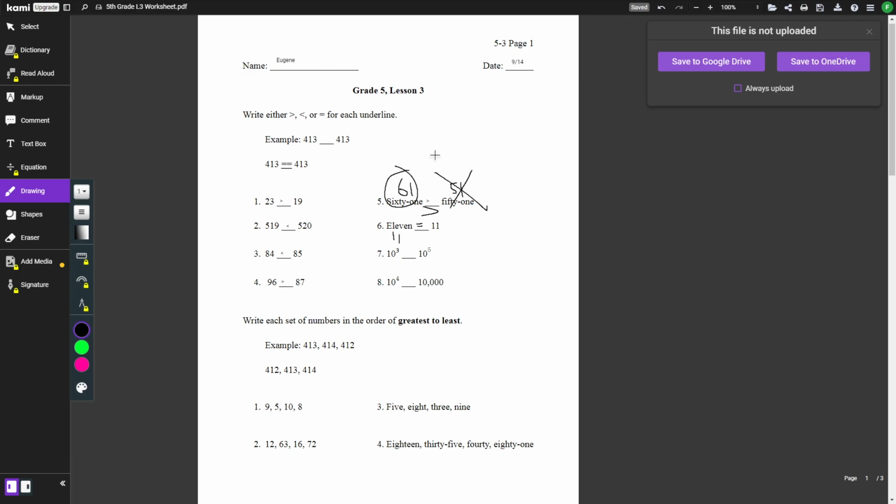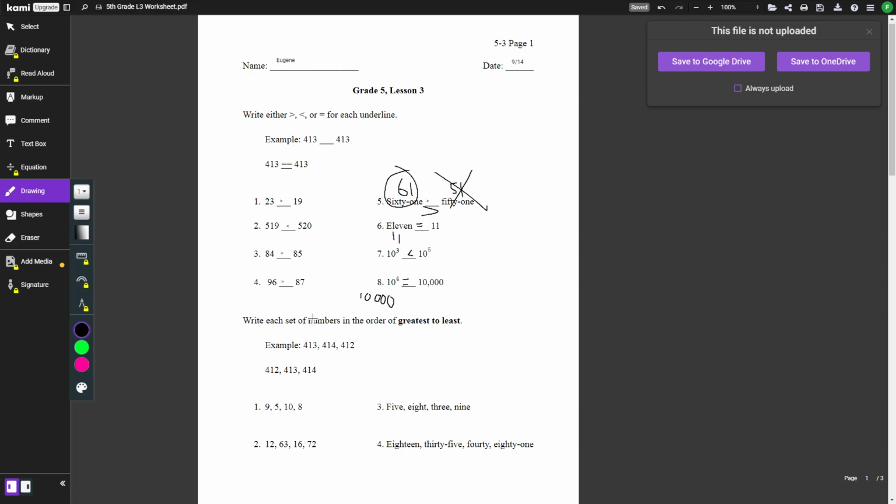10 to the third power and 10 to the fifth power. We know that the larger the exponent is, the larger the number is in the case of positive numbers. So we can say that 10 to the fifth power is greater than 10 to the third power, or 10 to the third power is less than 10 to the fifth power. 10 to the fourth power and 10,000. 10 to the fourth power is 1,000, but it has 4 zeros. Therefore, these two would be equal.